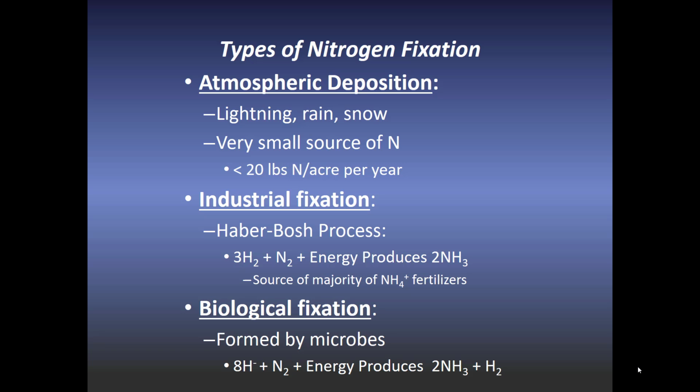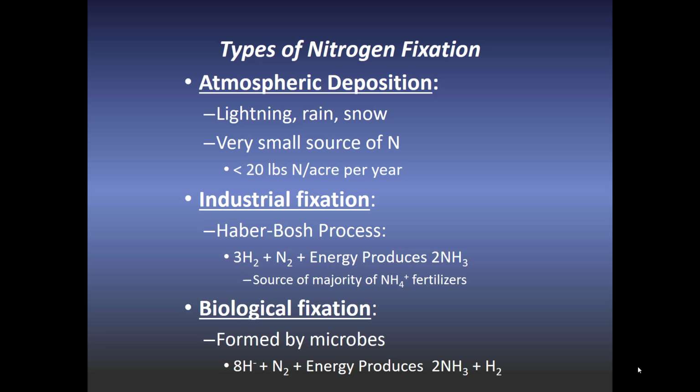There are different ways that nitrogen from the air is fixed and made available to plants. The first I want to mention is atmospheric deposition, in that we can get a very small amount of nitrogen from the lightning source and in rain and snow, and this typically is less than about 20 pounds of N per acre per year.